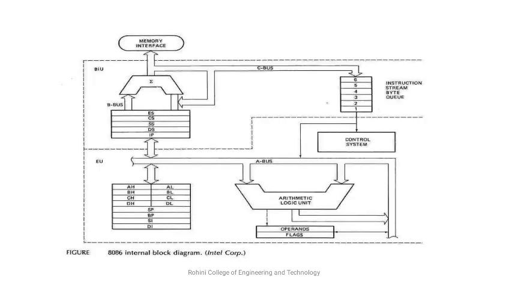This is the diagram of the 8086 internal block diagram. Here we can see the ALU, arithmetic logic unit, and we can see the control system and registers. The bus interface unit contains the segment registers, and the EU contains the accumulator registers AH AL, then BH BL, CH CL, DH DL registers, stack pointer, base pointer, source index register, destination index register.